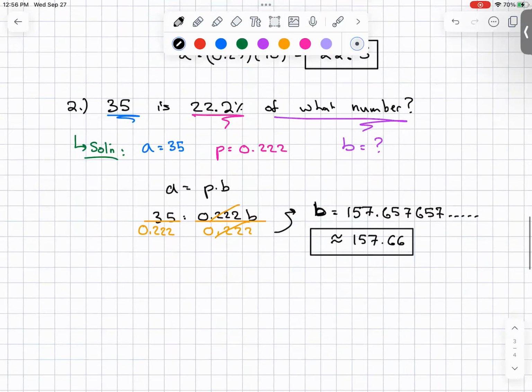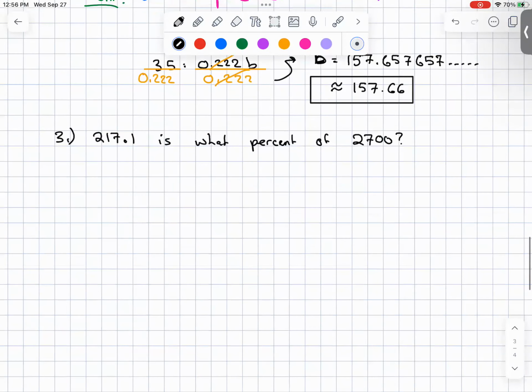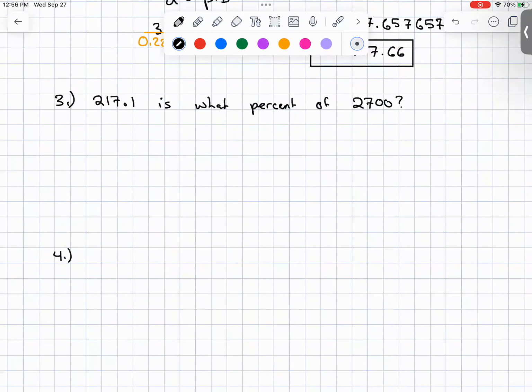All right, I'm going to put 2 more up on the board. I'd like you guys to work through these. I will slowly fill in the details. So number 3 is that 217.1 is what percent of 2,700? And then I'll put the next one: 210 is 300% of what number?